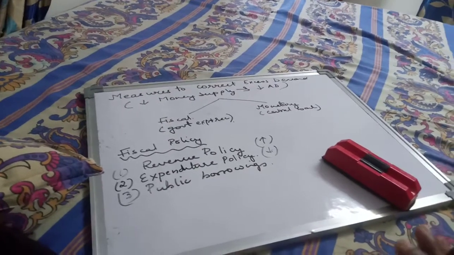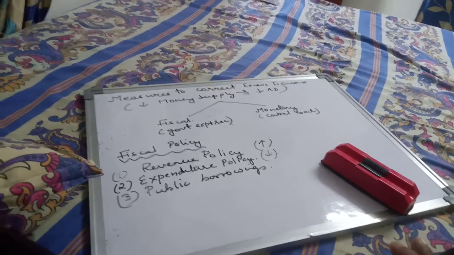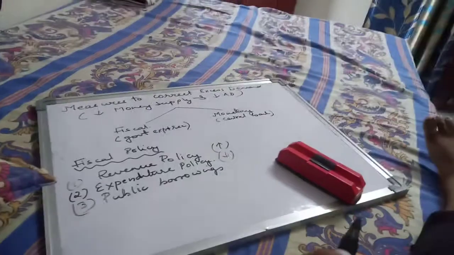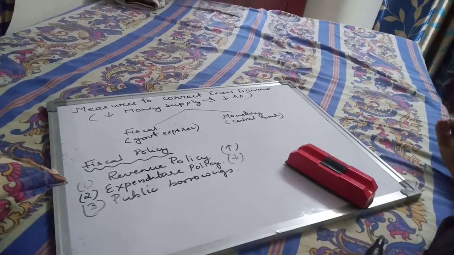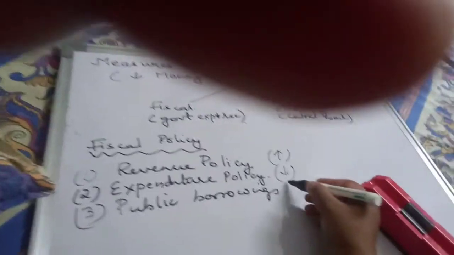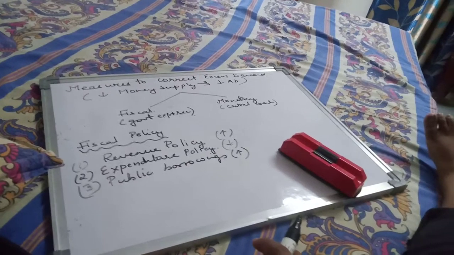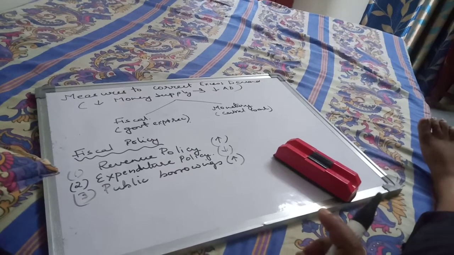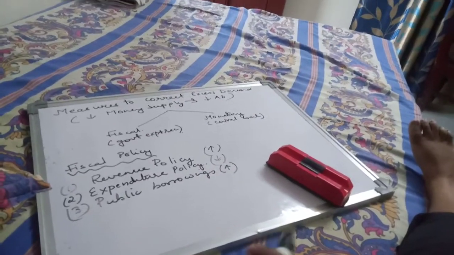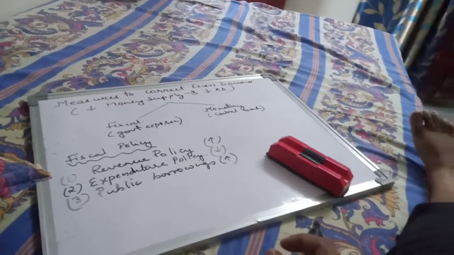Now you tell me, during inflation, I as the government need to reduce the money in hand of people. Should the government increase the public borrowing or reduce it? It should increase the public borrowing. So when the government floats mutual funds and bonds, people will invest in them. The money in hand with the people will reduce because they will invest. Their purchasing power thereby reduces, and therefore their ability to buy also reduces.